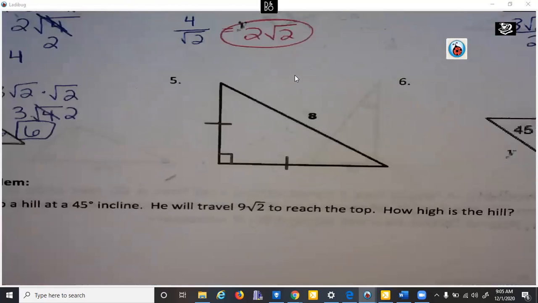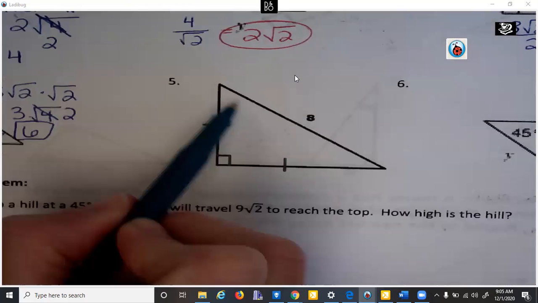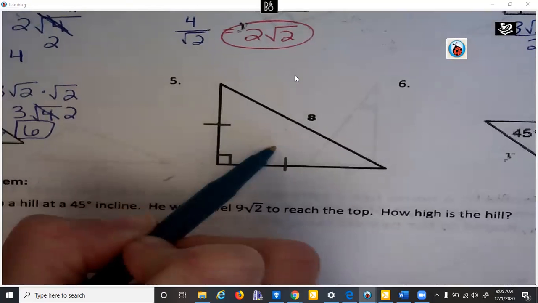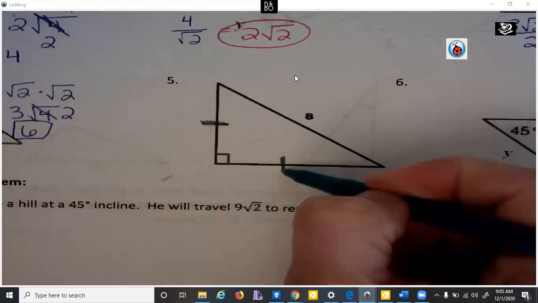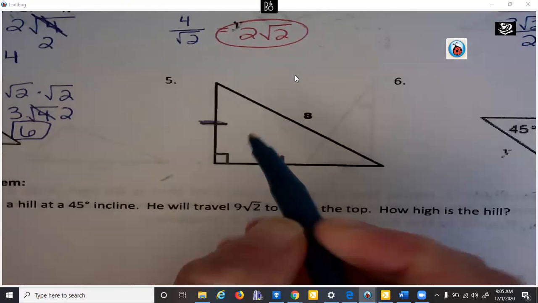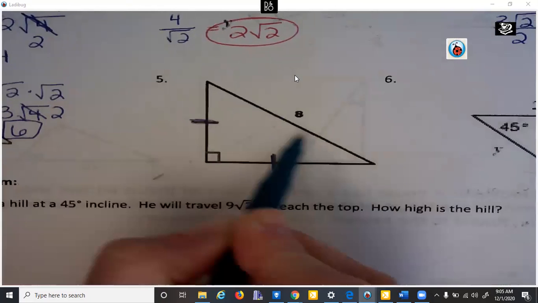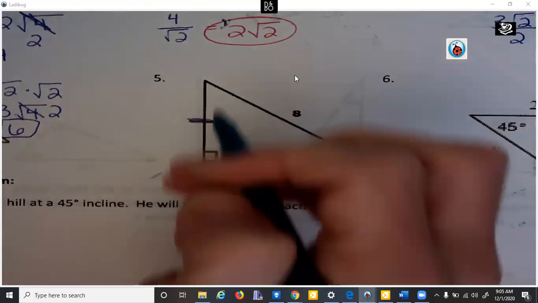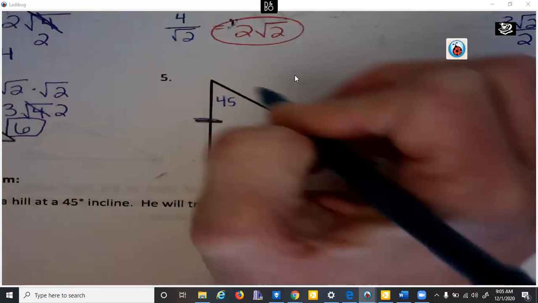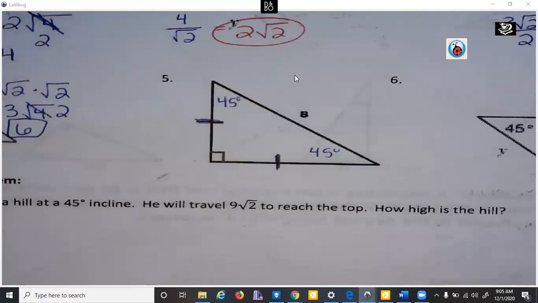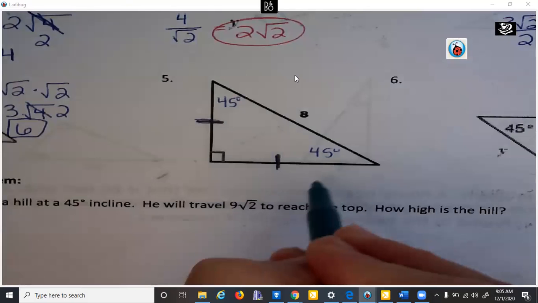All right, number 5, they did not put a 45 in here, but they did tell me these 2 sides were the same, which means these 2 angles are the same. So they have to be 45. That's the only 2 numbers that are the same that add up to 90, because they all add up to 180. So those have to be 45.